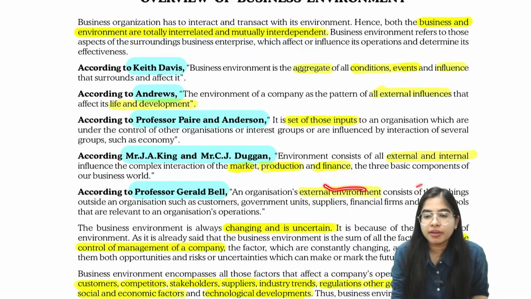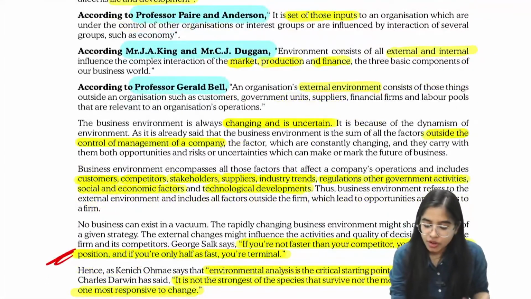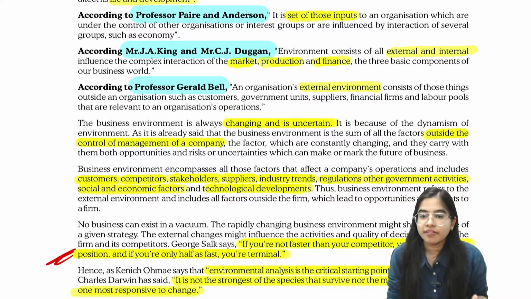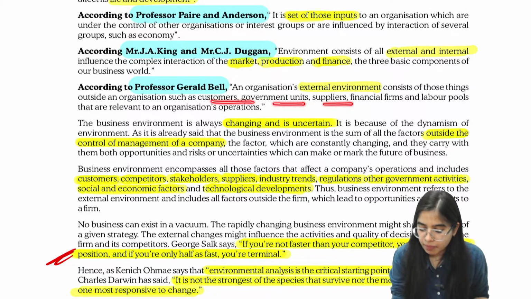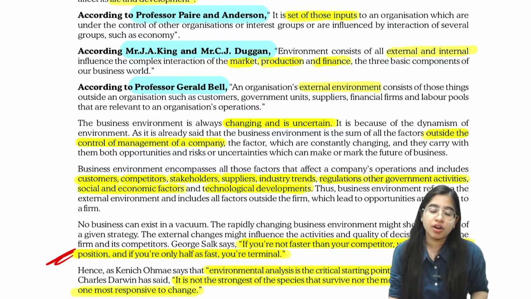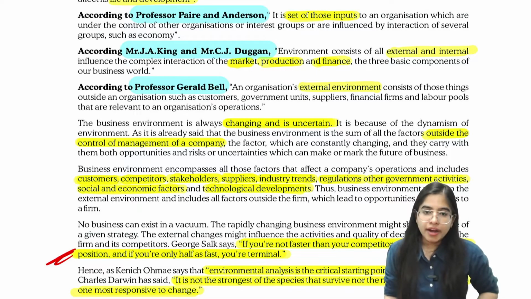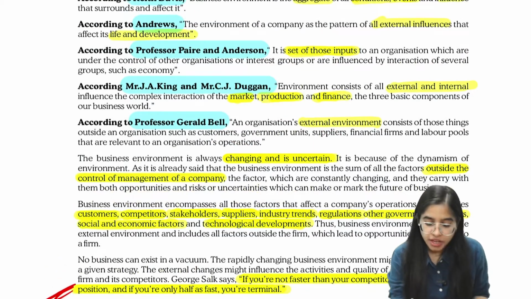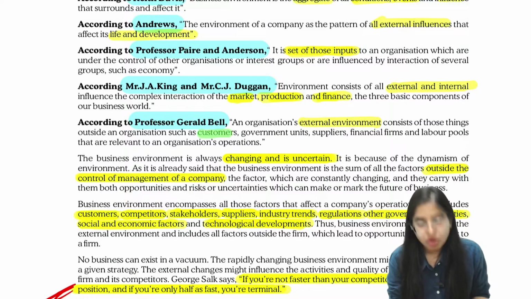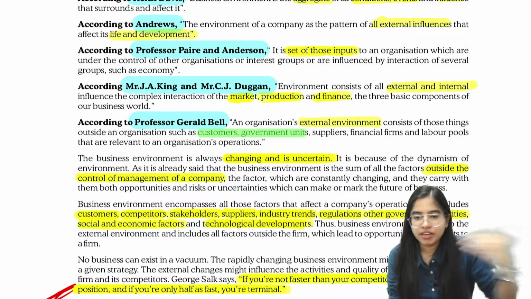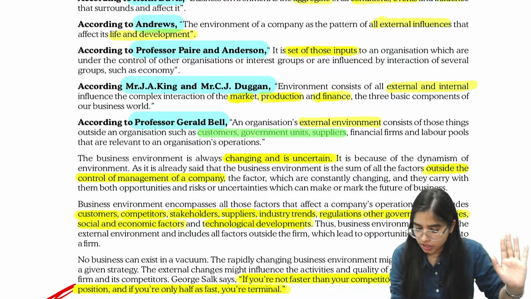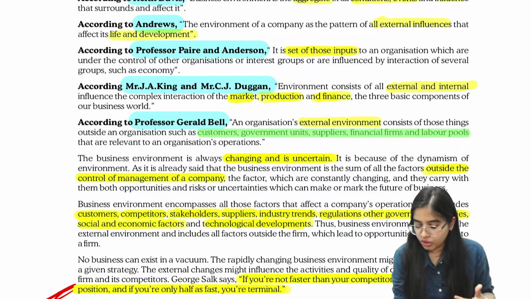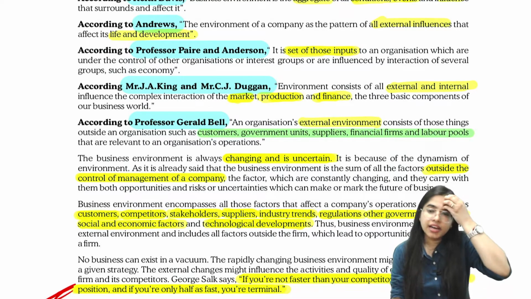External environment consists of customers, government, suppliers, financial firms, labor pools, all this. So here Gerald Bell is a bell. He has not given the definition of environment. He has given the definition of external environment. Who comes in your external environment? Your customers. Obviously, customers are not internal, they are external. Government is not your father's, it is external. Suppliers are not your family, they are external. Financial firms from whom you take loans, labor pools, etc., all these things are external environment.